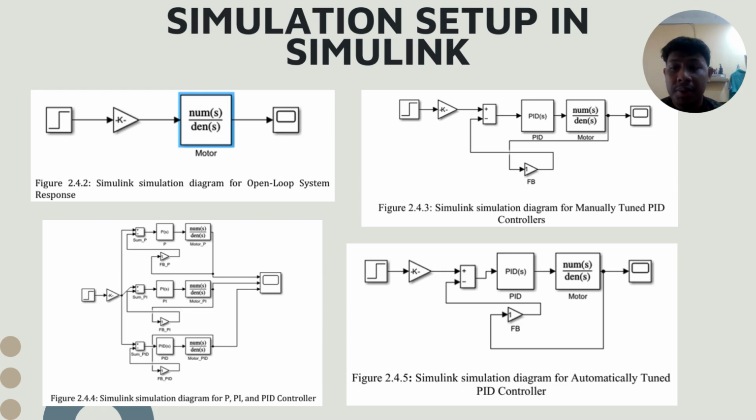The third one is comparative analysis on the bottom left, figure 2.4.4. We run a parallel simulation comparing P, PI, and PID controllers. This setup allows us to see exactly how adding integral and derivative terms improves stability and reduces steady state errors side by side. And the last one is automatic PID tuning. Figure 2.4.5 shows our automatically tuned setup. We use the Simulink PID tuner to optimize our gains, providing a benchmark to compare against our manual result.